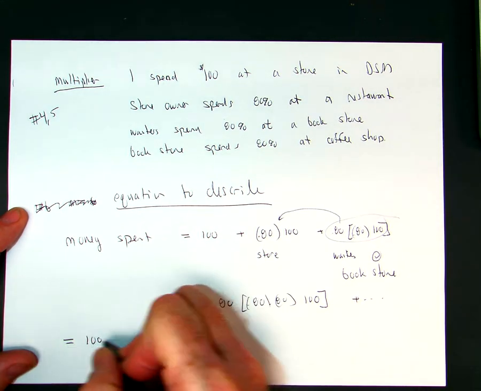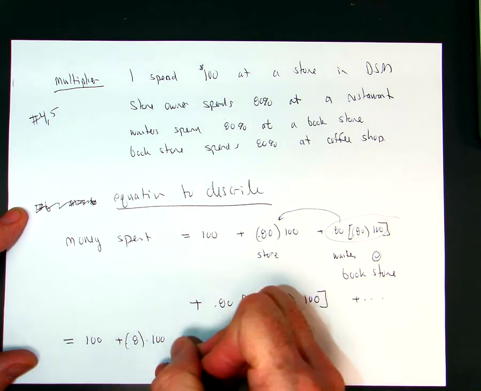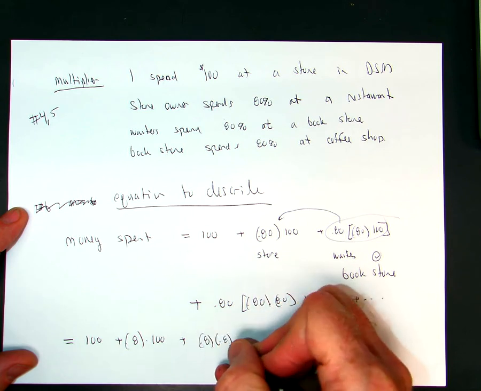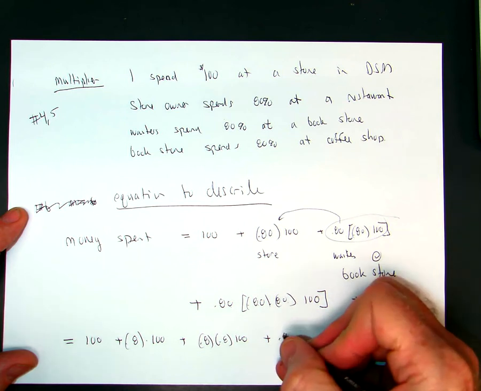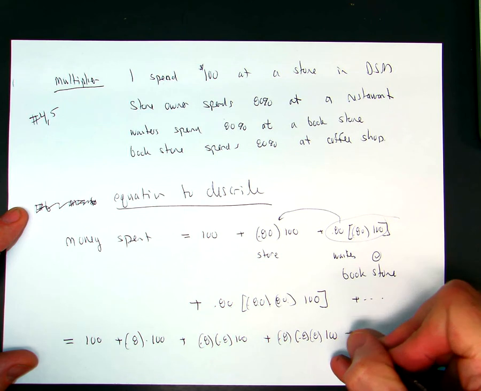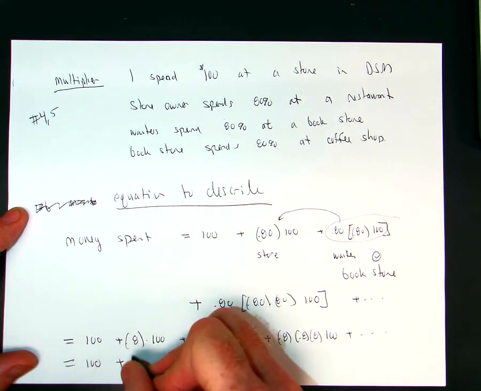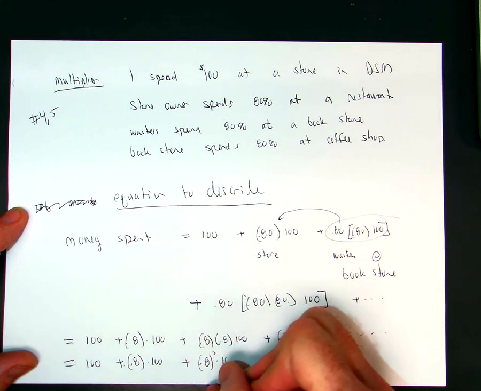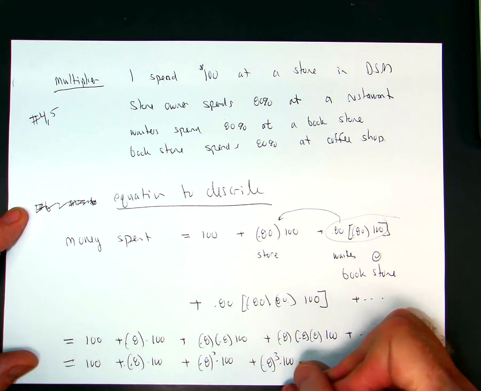That's going to be 100 plus 0.8 times 100 plus 0.8 times 0.8 times 100, and this is going to be equal to 100 plus 0.8 times 100 plus 0.8 squared times 100 plus 0.8 cubed times 100 and so forth.